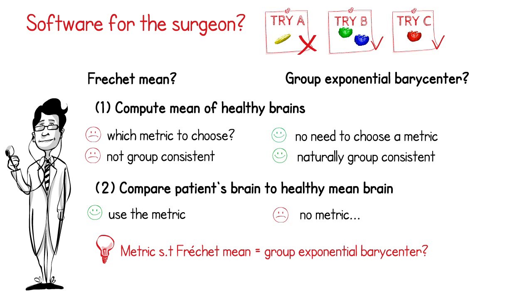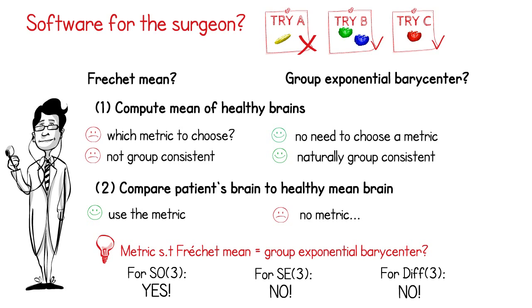For example, a metric such that the corresponding Fréchet mean is the group exponential barycenter. But does such a metric exist? For some Lie groups, like the group of rotation SO3, the answer is yes. There is a metric that makes the corresponding Fréchet mean the group exponential barycenter. But for more complex Lie groups, like SE3 and the infinite-dimensional Lie group of diffeomorphisms, the answer is no. You have to choose between a Fréchet mean or the group exponential barycenter.